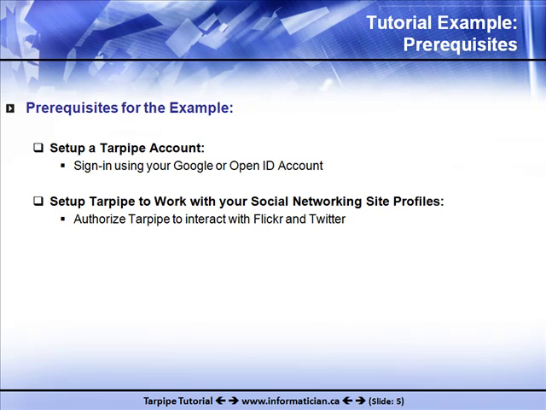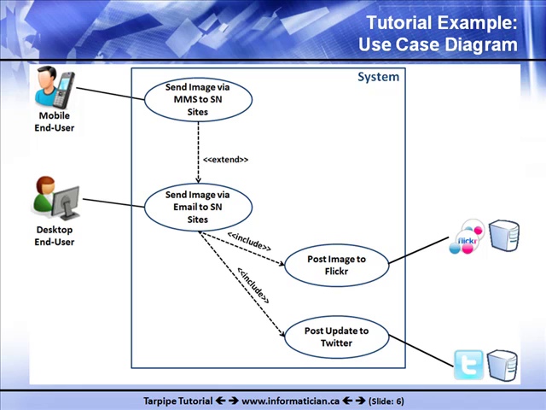Before you get started with this tutorial, I'm assuming that you've already set up a Tarpipe account. You could sign in using your Google ID or your OpenID. And once you've set up your Tarpipe account, you also need to authorize Tarpipe to interact with any other social networking sites that you want to use. In this example, we're going to use Flickr and Twitter, so I'm assuming that you've given authorization for Tarpipe to interact with those services.